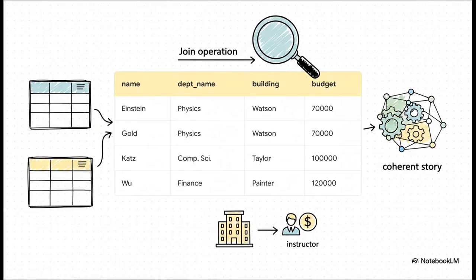We now have one single combined view. Every instructor's name is sitting right next to their department's building and budget. That join operation just connected the clues from our 2 separate files into one single coherent story.